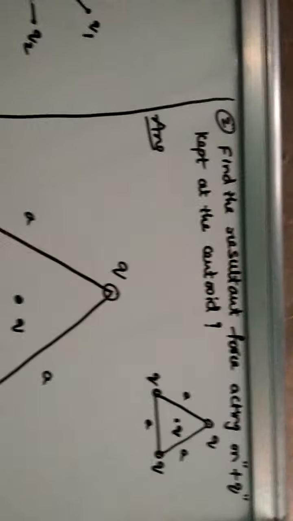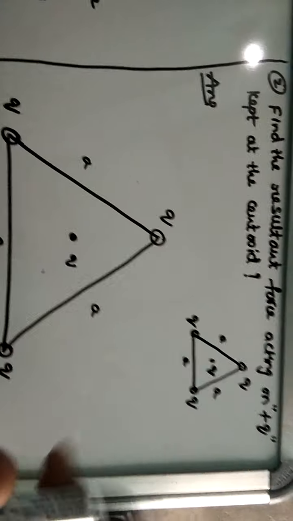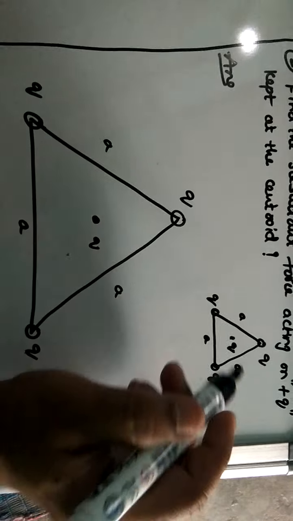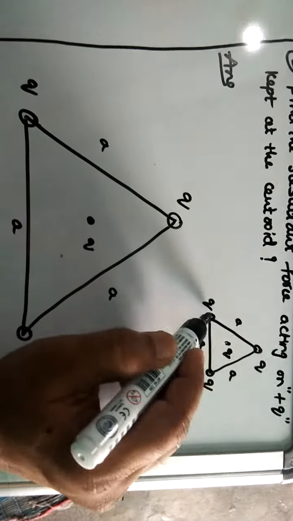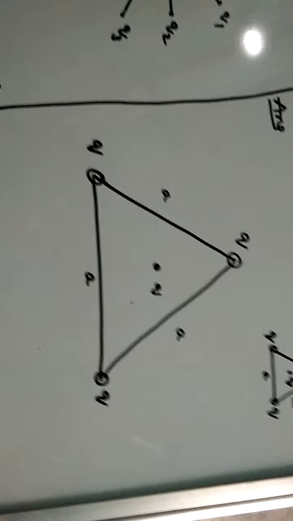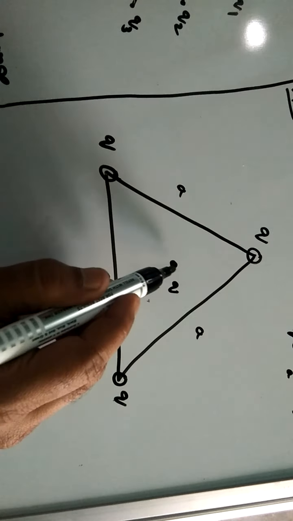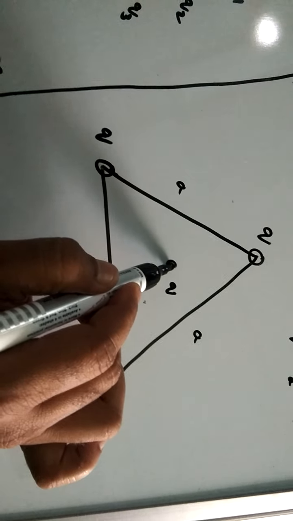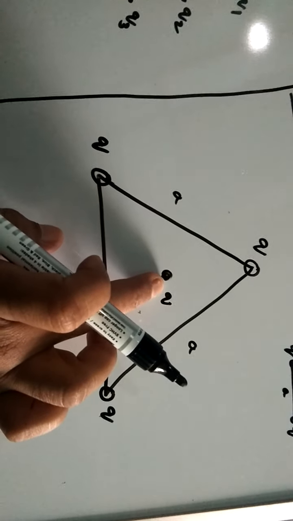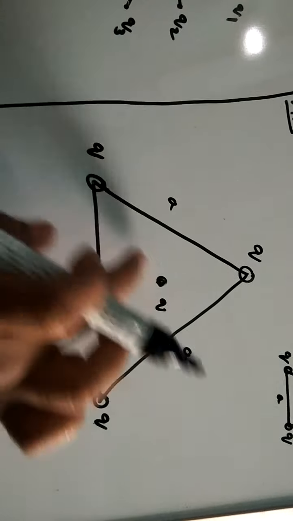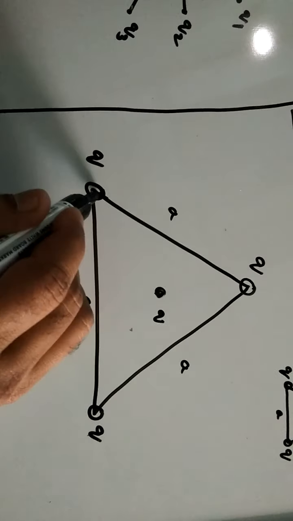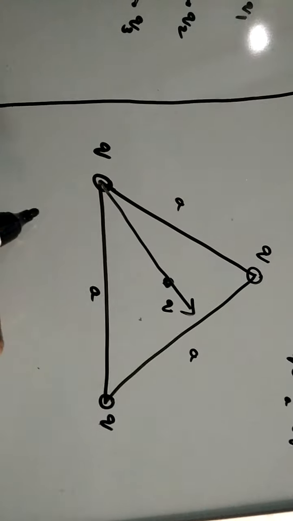Similarly, I am going to show you another example. Find the resultant force acting on plus q which is kept at the centroid of an equilateral triangle. Let us see, this is the equilateral triangle. So I am keeping another positive charge here. On this charge, who is giving force? It will give force. Which type of force is it? It is giving a repulsive force like this.